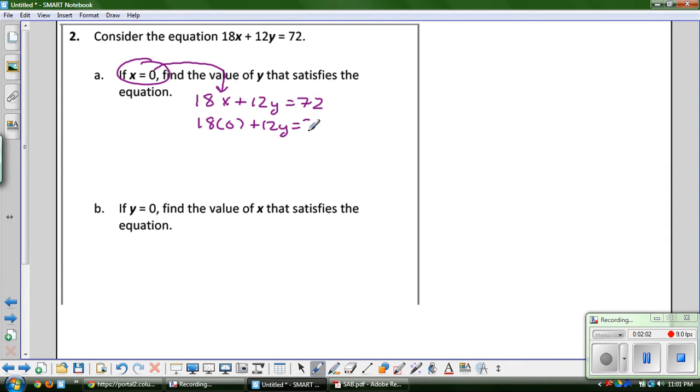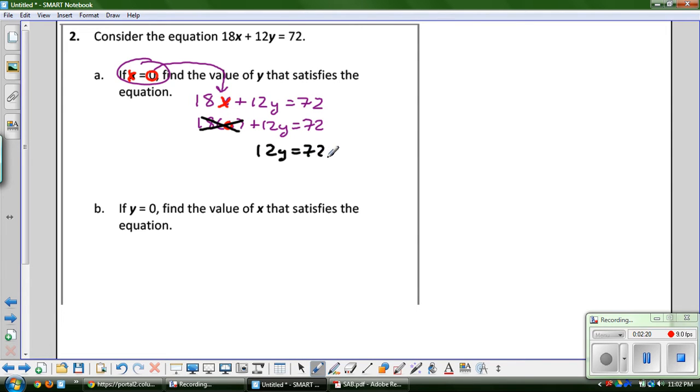In fact, again, just to reiterate, all I did is take this 0, because I know it's equal to the x, and replace it with that 0, just straight substitution. Now here's a cool thing. It is multiplied by 0, so these cancel. Boom, those are gone. I'm just left with 12y is equal to 72.